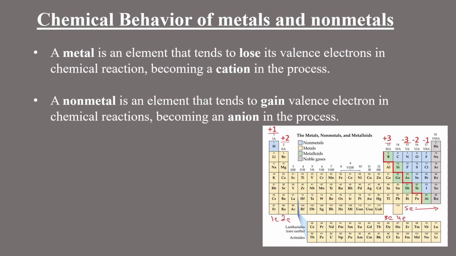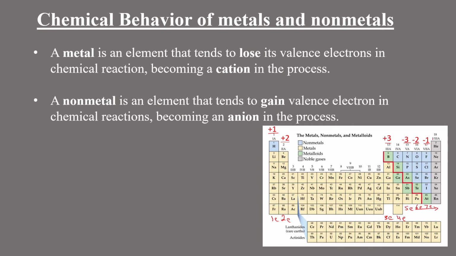Group 6A have six valence electrons, need two more electrons to get the noble gas configuration, will gain two electrons, and the charge on the group will be -2. Group 7A have seven valence electrons, need only one electron to get the noble gas configuration, and after gaining that one electron, the charge on the group will be -1.